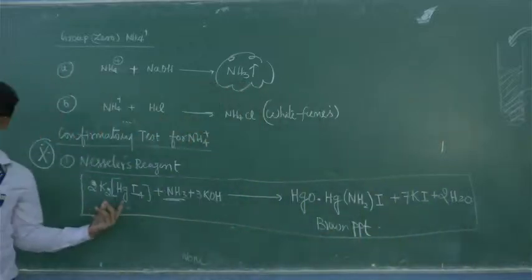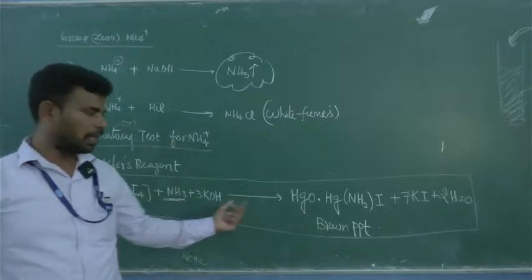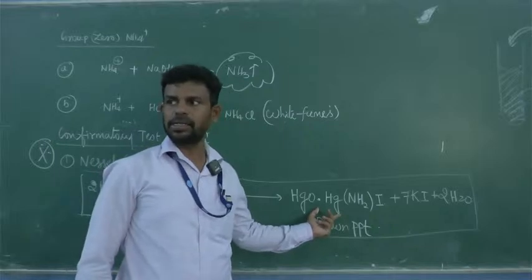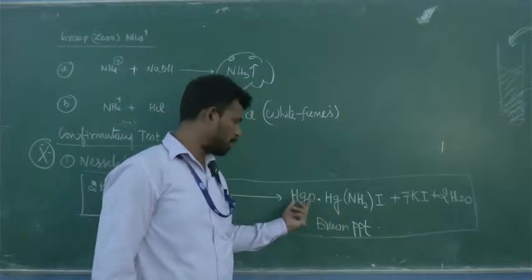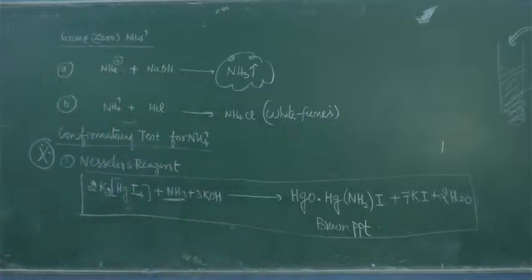Nessler's reagent formula, this is the Nessler's reagent formula. If ammonia is there, this kind of complex is formed. Is it clear? Just remember this complex. A brown precipitate is formed. This is a confirmatory test for NH4+. Is it clear? That's it.